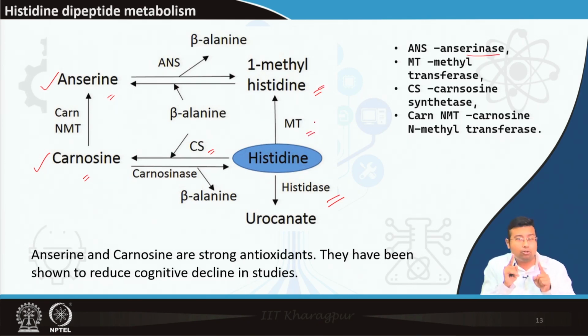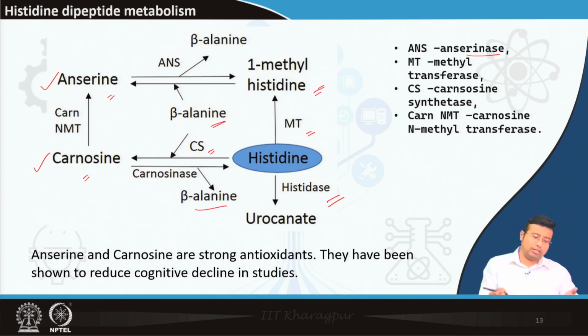One very important thing to know is that you are seeing a role of an amino acid which we discussed as a variant of alanine when we were discussing alanine, that is beta alanine, right. So beta alanine plays a role in histidine dipeptide metabolism.